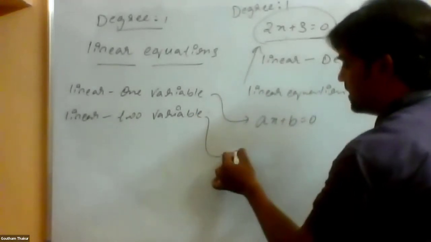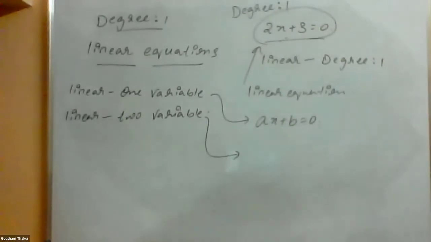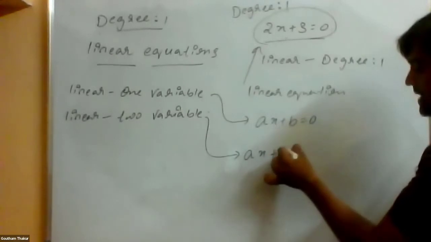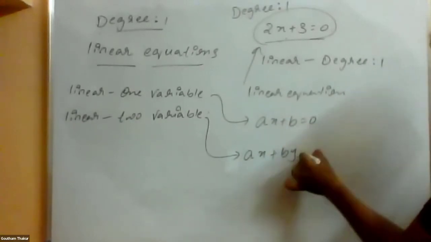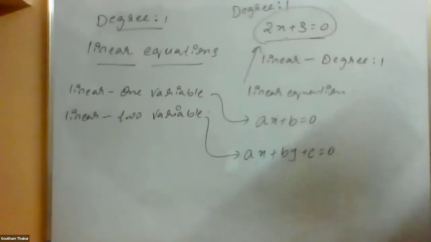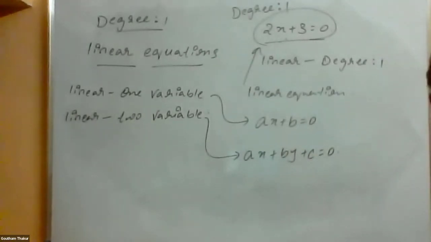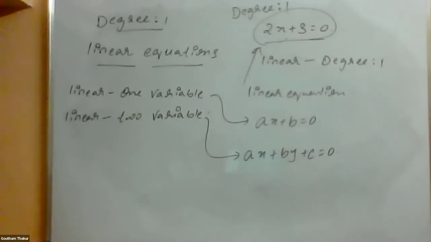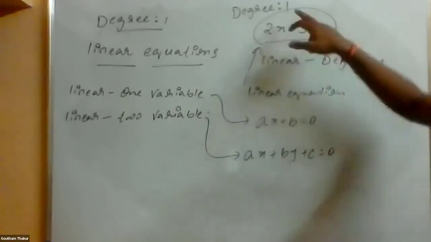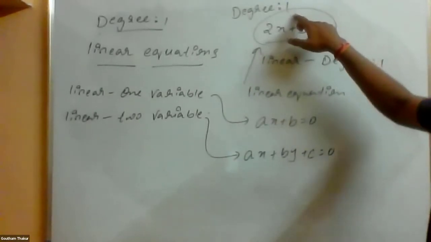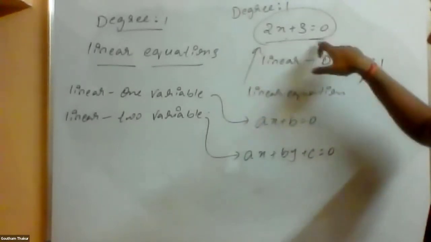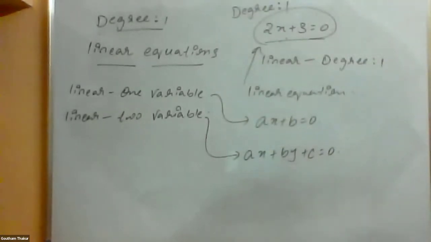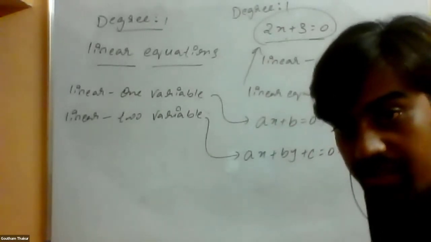And when I say linear in two variables, that is x, the first variable, plus y, the second variable, and obviously the constant term as well. This will be my linear in two variables. Got it? Always, if my degree is 1 in an equation, it is nothing but a linear equation.